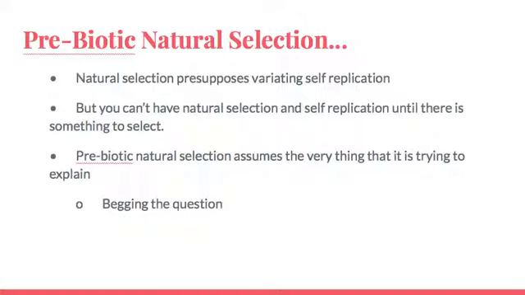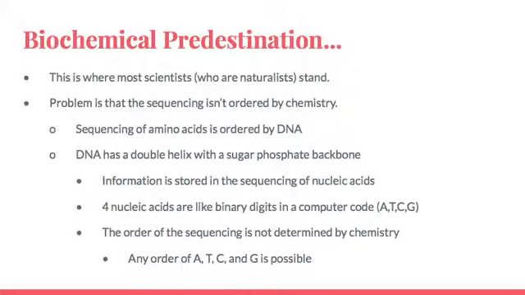Prebiotic natural selection. Natural selection presupposes varying self-replication. But you can't have natural selection until there is something to select. Prebiotic natural selection assumes the very thing that it is trying to explain, begging the question. Biochemical predestination. This is where most scientists who are naturalists stand. The problem is that the sequencing isn't ordered by chemistry.